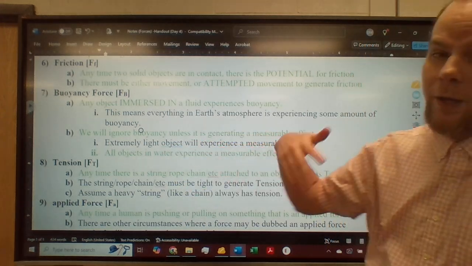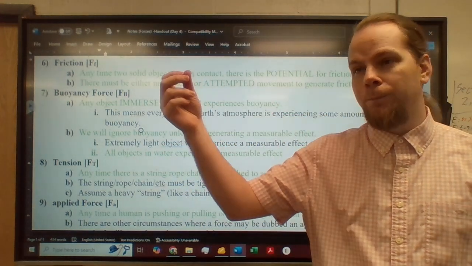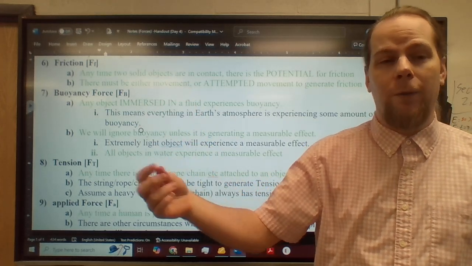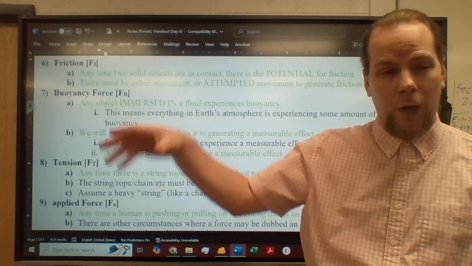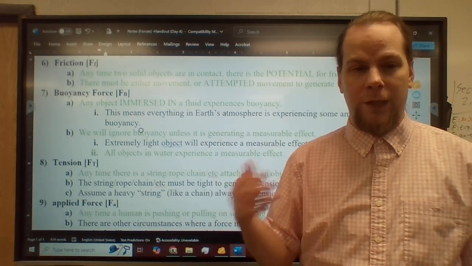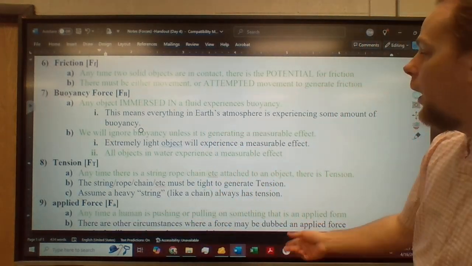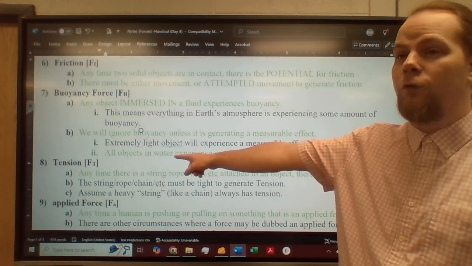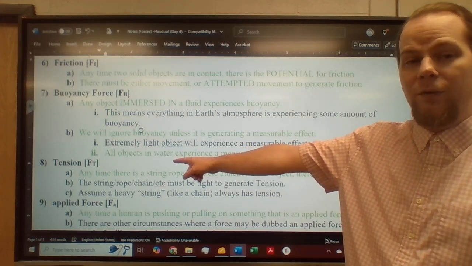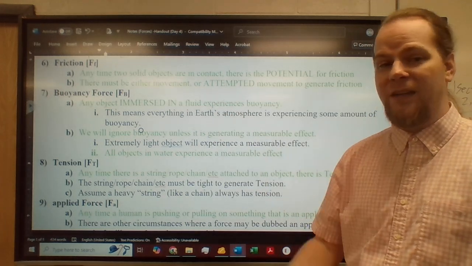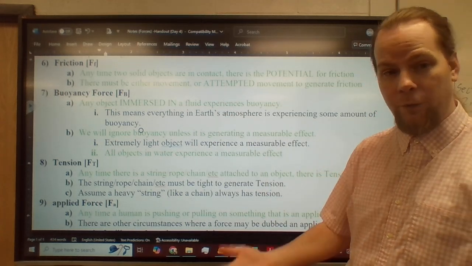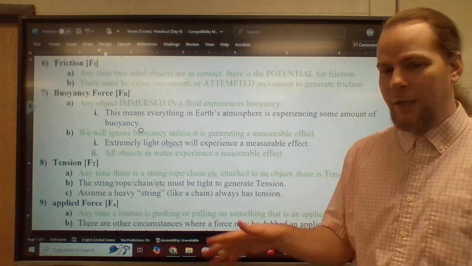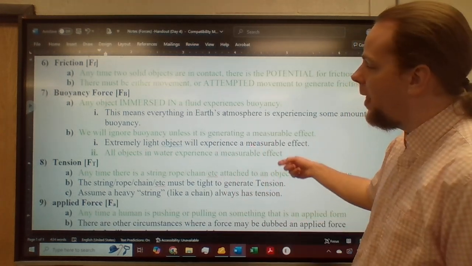Extremely light objects, like a balloon. Okay, good Lord, I'm blanking. There was something else I wanted to mention here, but I can't remember what it is. Something light getting dropped, there's going to be a buoyancy force on that has to be accounted for. All objects in water, again, measurable effect. Water has an extremely high buoyancy force. So even something sitting on the bottom of the ocean, even the Titanic, you would have to account for the fact there is a buoyancy force there. Okay? So anything immersed in water, buoyancy force.